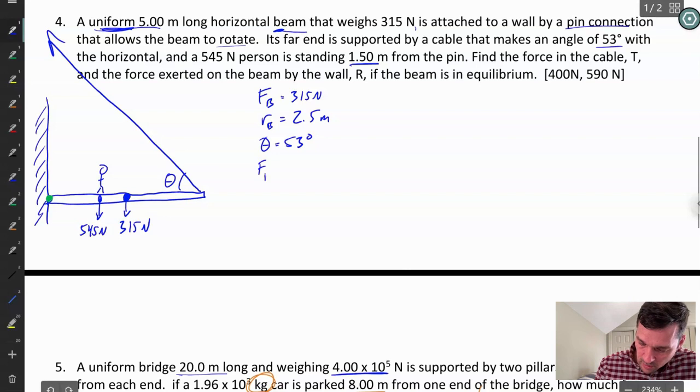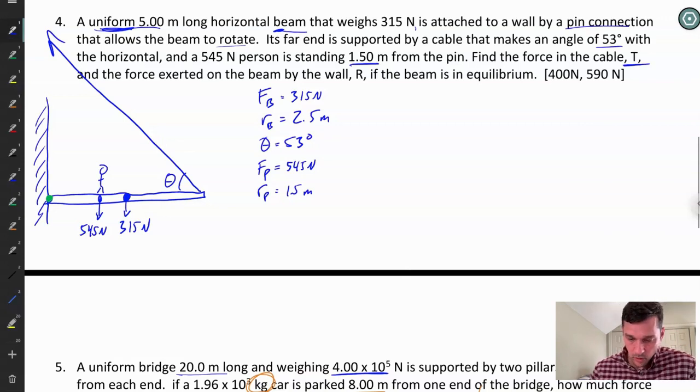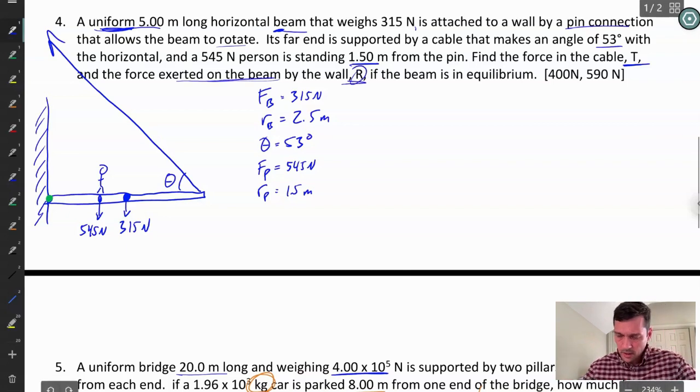So the force of the person is 545 newtons at a radius of 1.5 meters. We would need to find the force in the cable that will prevent this whole thing from falling, and the force exerted on the beam by the wall. I don't know why R is there.